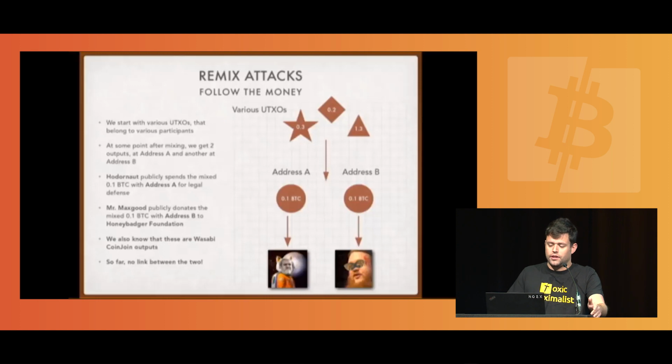And we also know that address A actually belongs to Hodornaut and address B actually belongs to Max Good. And I want to note, this is normal usage. There's nothing wrong with doing a COINJOIN and later publicly stating why you used it. And there's so far no link between the two.